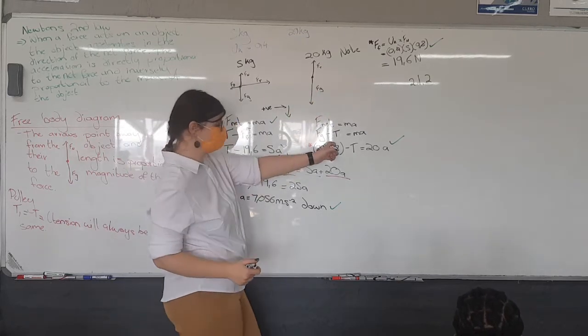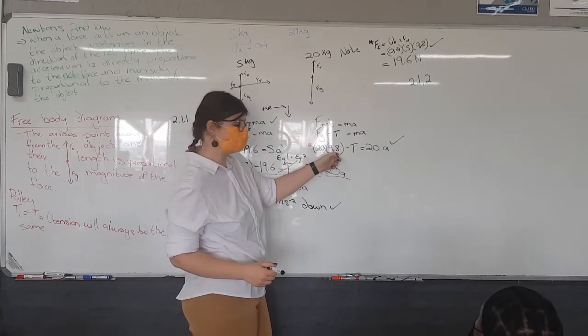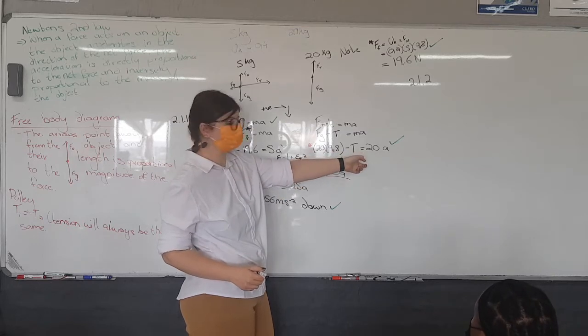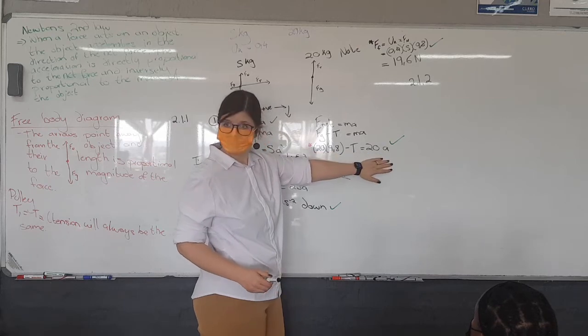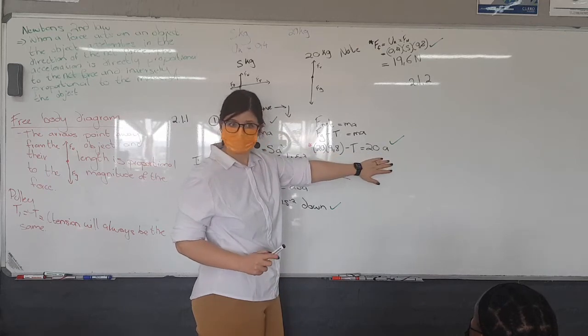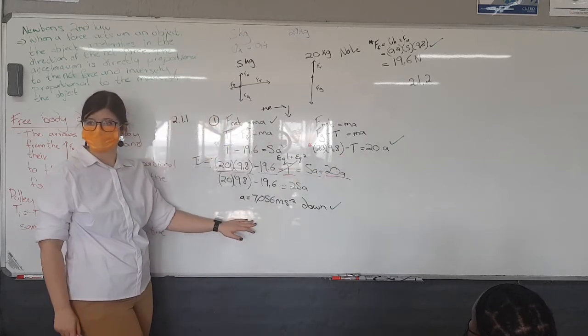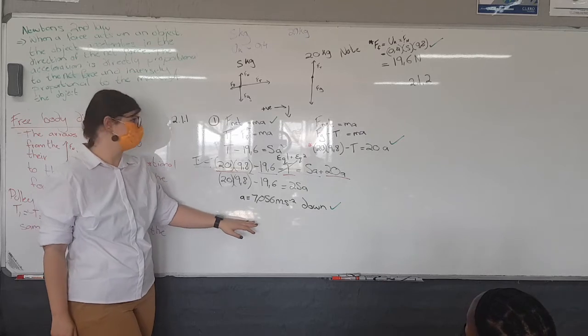My Fg is my mass times gravity, so there's my 20 times 9.8. Now minus my tension from it. It's equal to 20A. Alright, you guys happy? You guys understand how I got from there to my final answer? That part you understand? Okay.